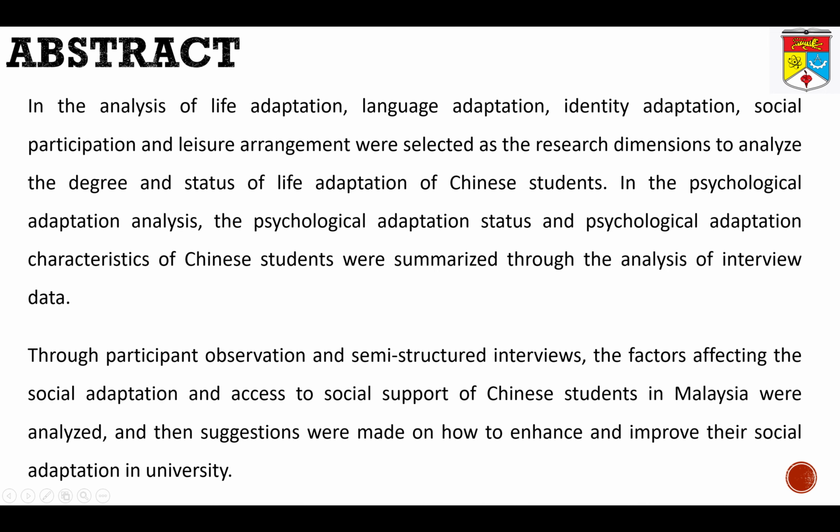In the analysis of life adaptation, language adaptation, identity adaptation, social participation, and leisure arrangement were selected as the research dimensions to analyze the degree and status of life adaptation of Chinese students. In the psychological adaptation analysis, the psychological adaptation status and psychological adaptation characteristics of Chinese students were summarized through the analysis of interview data. Through participant observation and semi-structured interviews, the factors affecting the social adaptation and access to social support of Chinese students in Malaysia were analyzed, and then suggestions were made on how to enhance and improve their social adaptation in university.